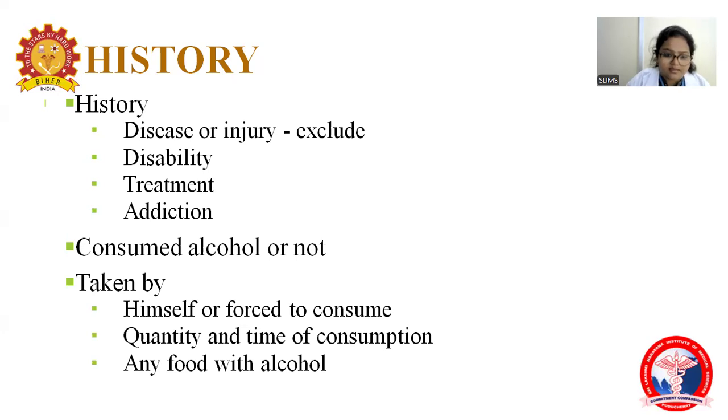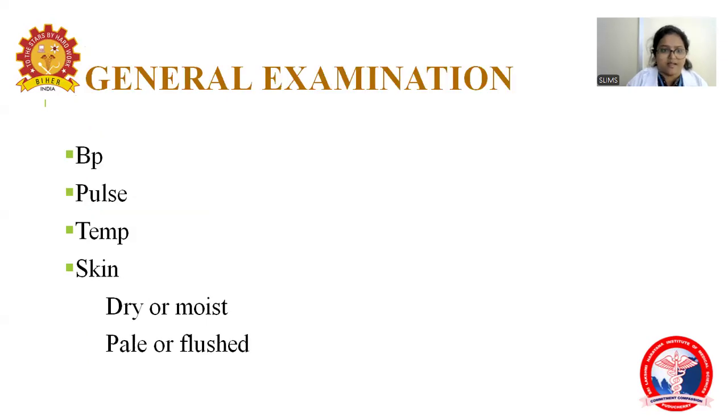Okay. Then the next history that has to be asked is the quantity and time of consumption of alcohol, to assess how much was consumed and when. Also ask about any other food taken with alcohol, as there are certain foods which increase or decrease the absorption of alcohol from the intestine. And then the general examination.